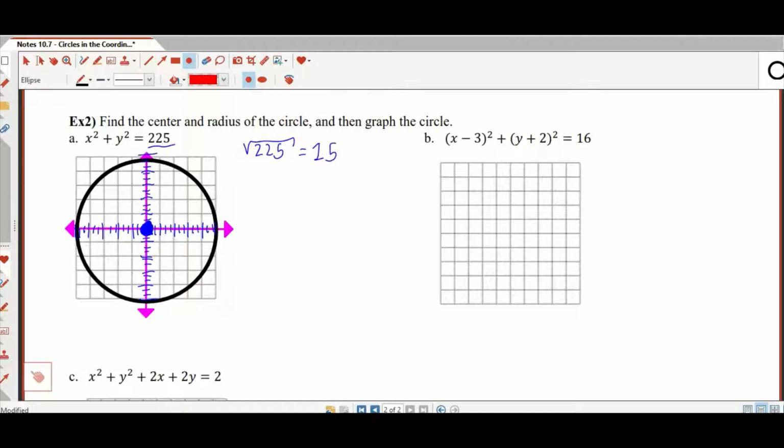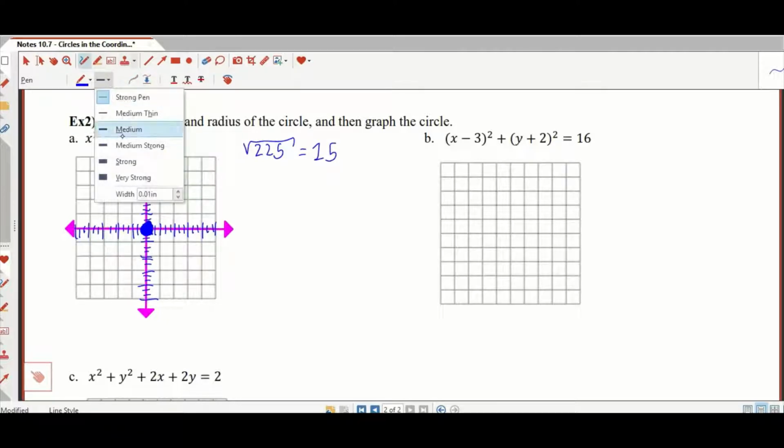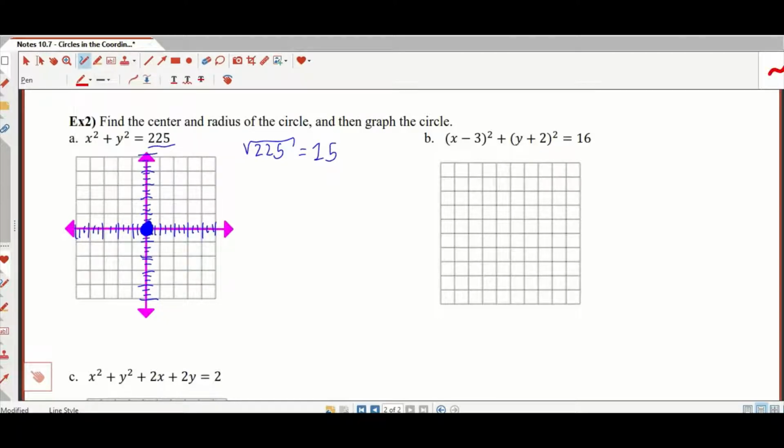Now, I understand you guys don't have the same tools I do, so if you actually do your circles like this on your paper, it's super not going to hurt my feelings, you guys, if you're just like, ugh.